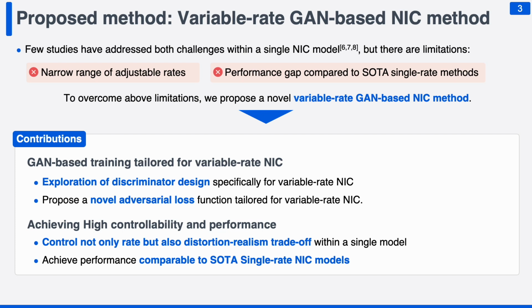First, we propose a GAN-based training tailored for variable rate NIC. Specifically, we explore discriminator designs and introduce a novel adversarial loss. Second, our NIC model can control not only rate but also distortion realism trade-off with a single model, achieving ultra-controllability. At the same time, the performance is comparable to state-of-the-art NIC models.